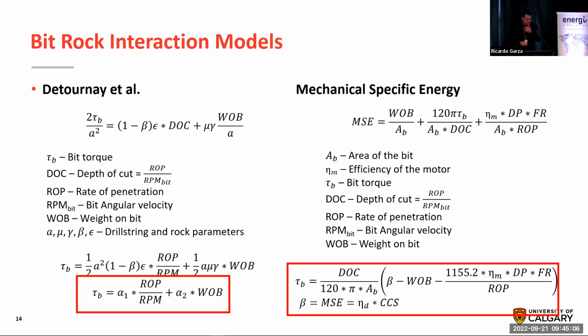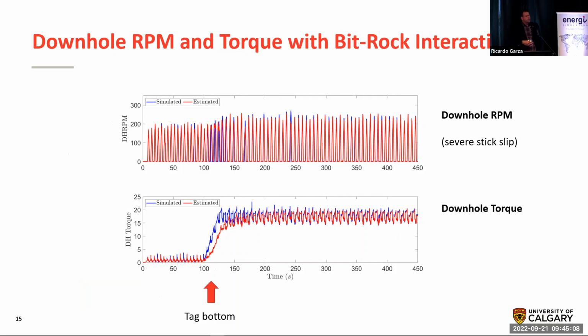So as a first example, let's assume you know everything about the system. You have a full simulation, you know what the bit-rock is doing, and you turn your estimator on and try to estimate your bit-rock interaction. In this plot, the red curve is the estimator running, and the blue curve is the real, or the simulated, reality. When you're off bottom, everything's matched well. You tag bottom, your drill bit has now engaged.